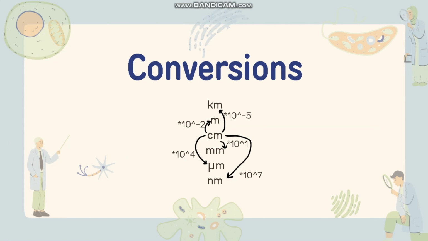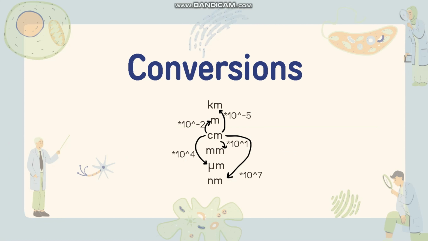These are some conversions which will be of great help. Let's take centimeter as base unit. To convert centimeter to kilometer, we multiply our number by 10 to the power negative 5. To meters, we multiply by 10 to the power negative 2. To millimeter, we multiply by 10 to the power 1. To micrometer, we multiply by 10 to the power 4.